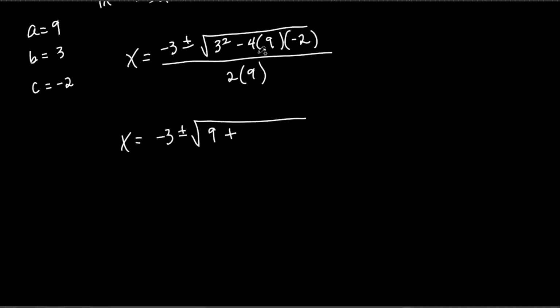Can we do this in our head? What's 9 times 4? 36 times 2? How about 72? Okay? And it's positive, right? Because you got two negatives. Over what? 18. Easy enough.